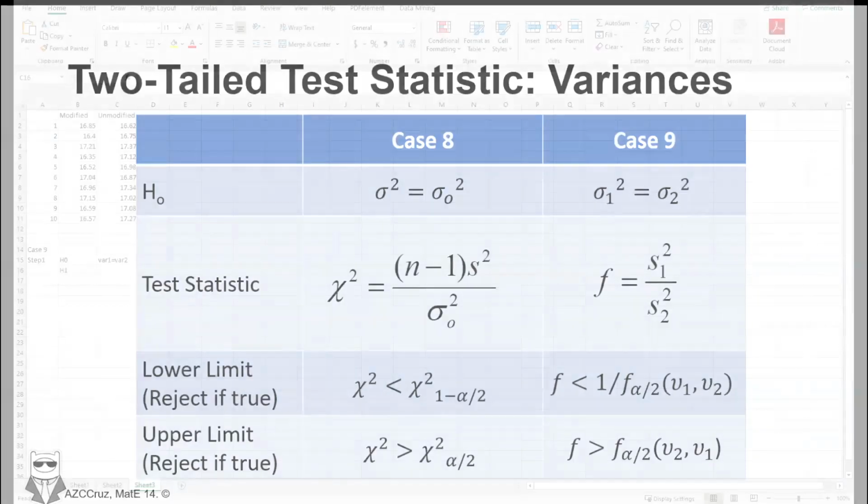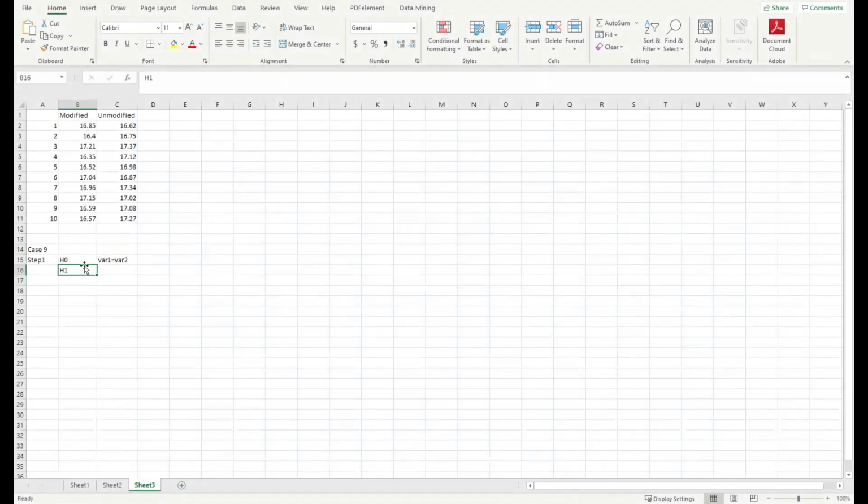Thank you sa reminder, Martina. Ito. I'll do 2 cases, no? Case 9. So case 9 muna. So I'm testing for variances.